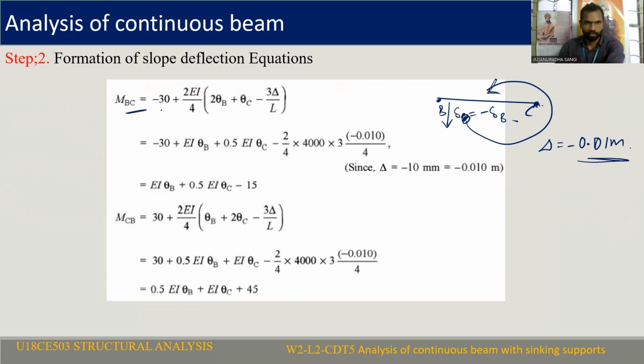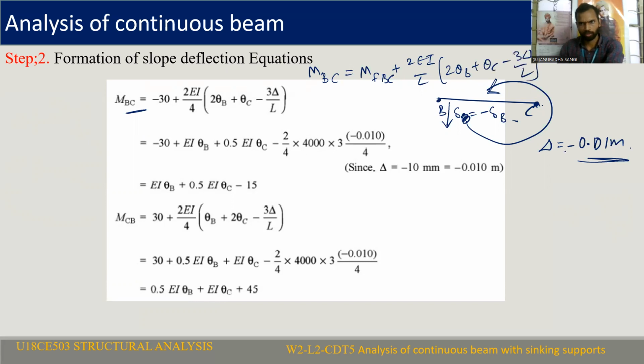Okay, so I'll write the slope deflection equation. MBC will be equal to MFBC plus 2 EI by L into 2 theta B plus theta C minus 3 delta by L.